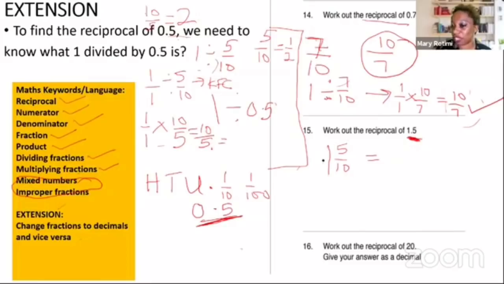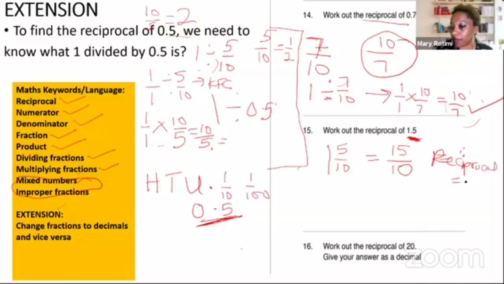If I want to change that mixed number into an improper fraction, I've got to multiply it out. Now, 1 lot of 10 is 10. Add 5 to 1 lot of 10, you get 15. So this is 15 over 10. This is your improper fraction. Now, what is the reciprocal? You know reciprocal means just turn the number upside down. So the answer will be 10 over 15 for the reciprocal, but how do you prove it?